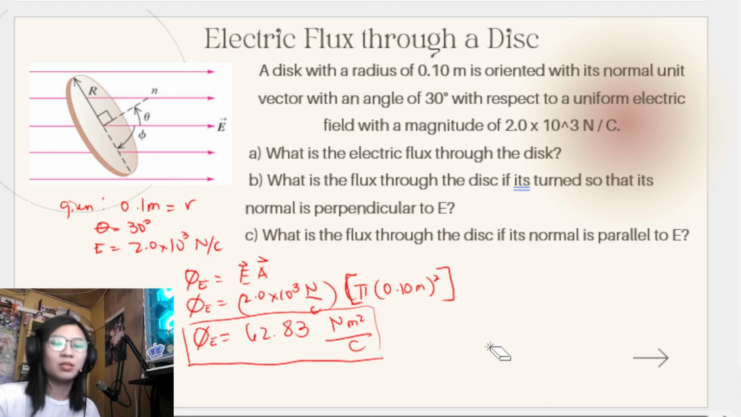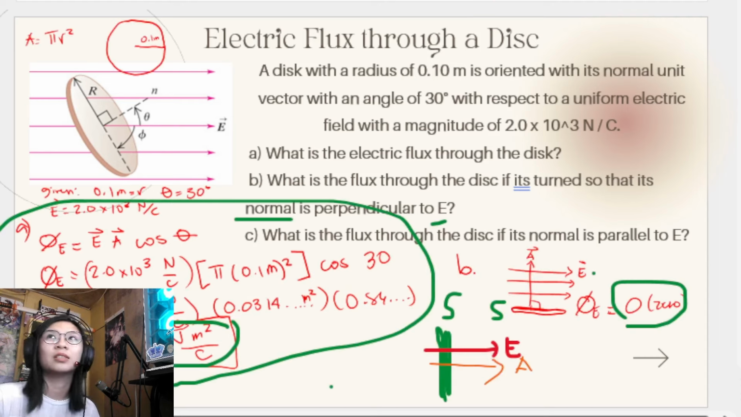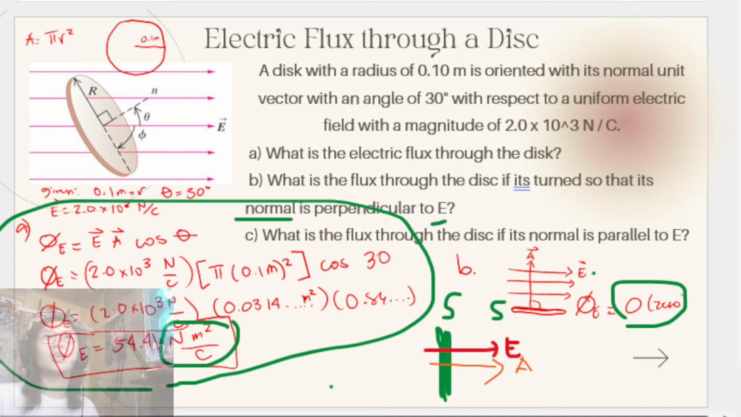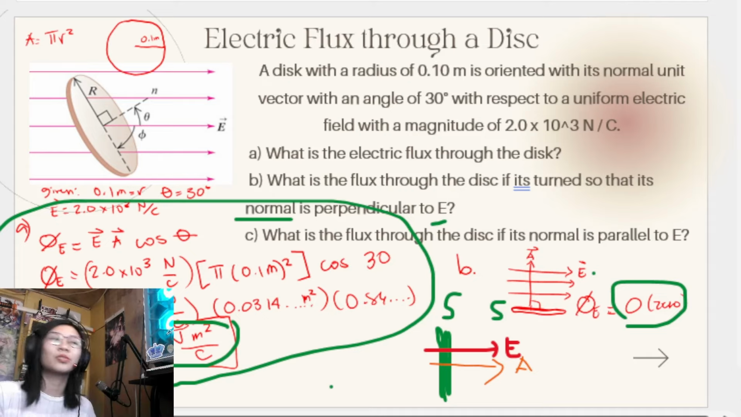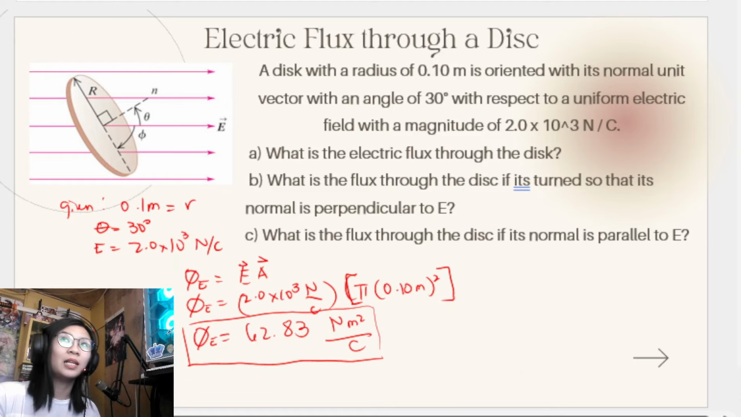Okay? So, as you can see here, this one is bigger than the other one at 30 degrees, 54. Yes. So, that is why I said that when E and A are parallel, they have the maximum electric flux that you can get. Okay?